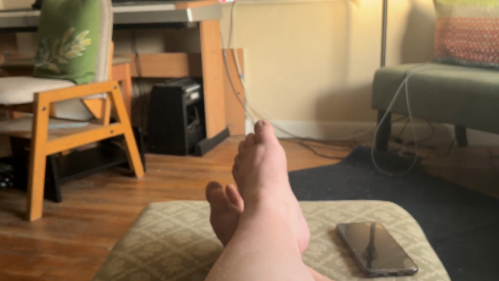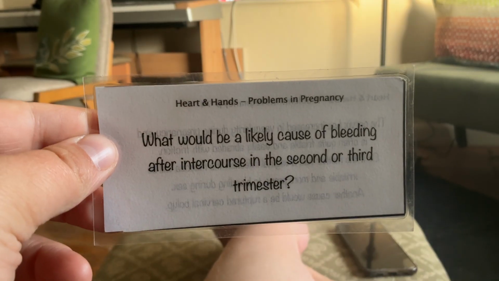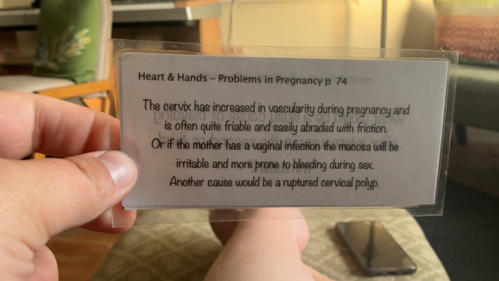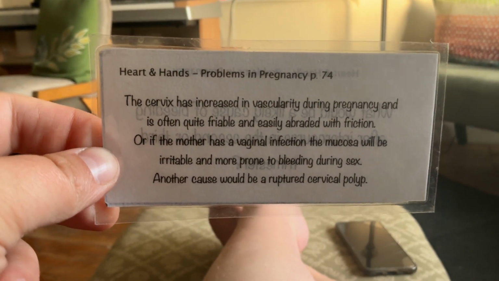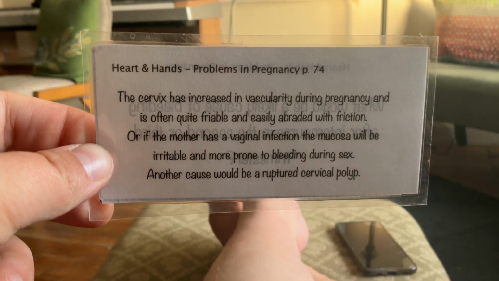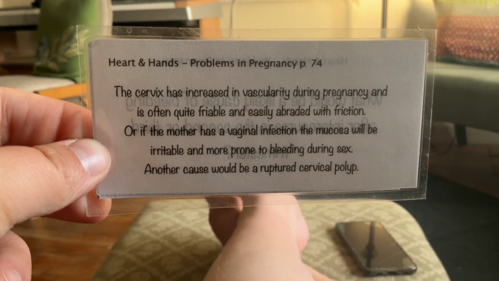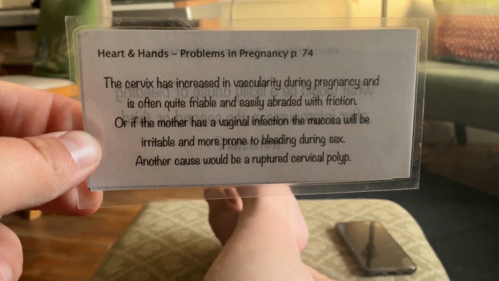What would be a likely cause of bleeding after intercourse in the second or third trimester? Because the cervix is increased in vascularity during pregnancy and is quite often friable and easily abraded with friction. Also, the mother could have a vaginal infection and the mucosa will be irritable and more prone to bleeding during sex. Another cause would be ruptured cervical polyp.